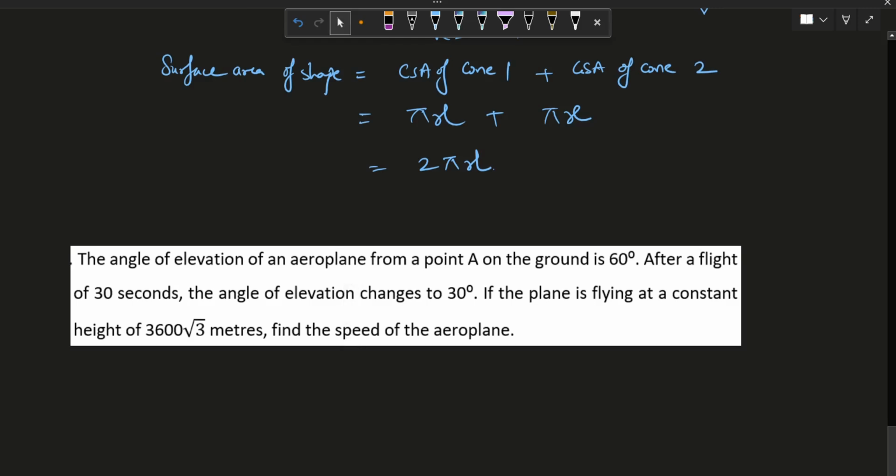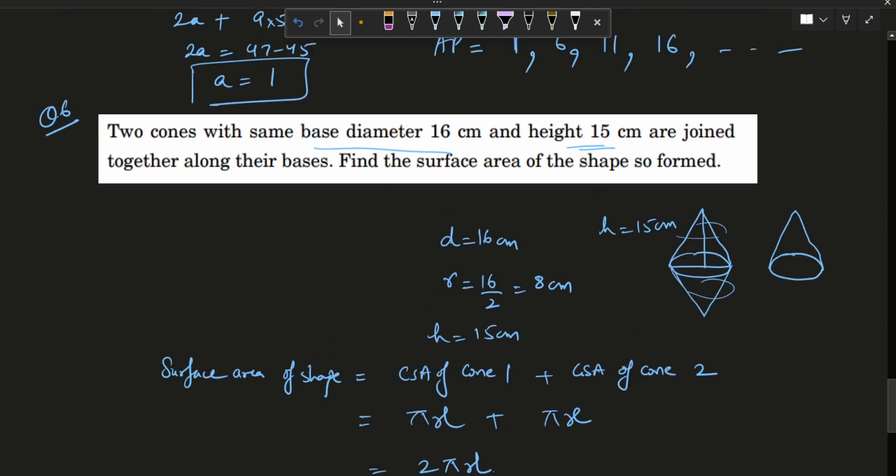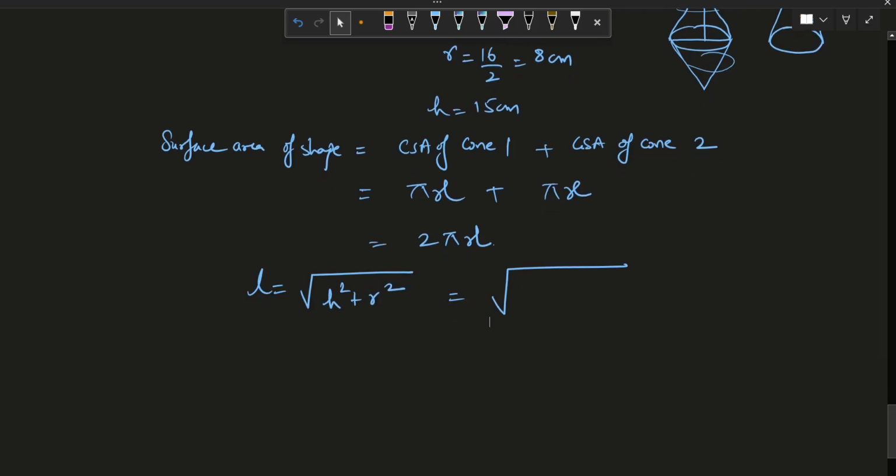अभी यहाँ पे आपको जो calculation करना है, you have to calculate L. You know L is what? Root of h square plus r square. Let's find out the value. H was how much? H is 15 and radius is 8. So it will be 15 square plus 8 square. So 225 plus 64, which is how much? 289. So root of 289 is 17 centimeter. You got L.